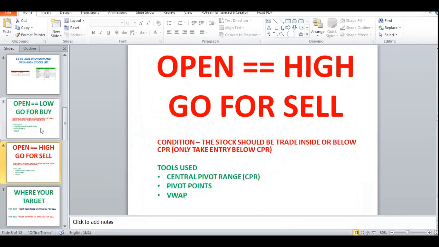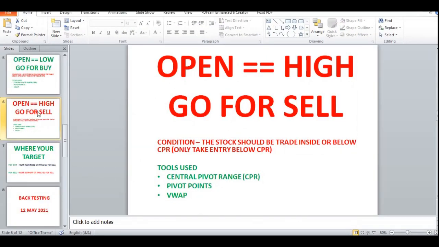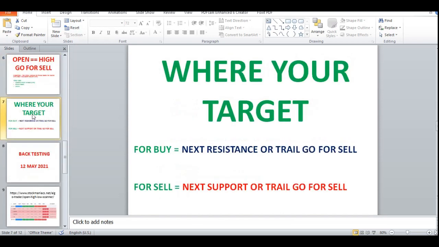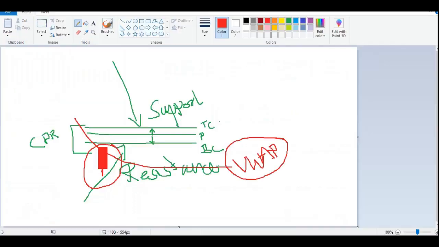We can go for some live examples. So open is equal to high, go for sell. The target for buy is the next resistance, or trail. For sell, we take the entry at the exact resistance.